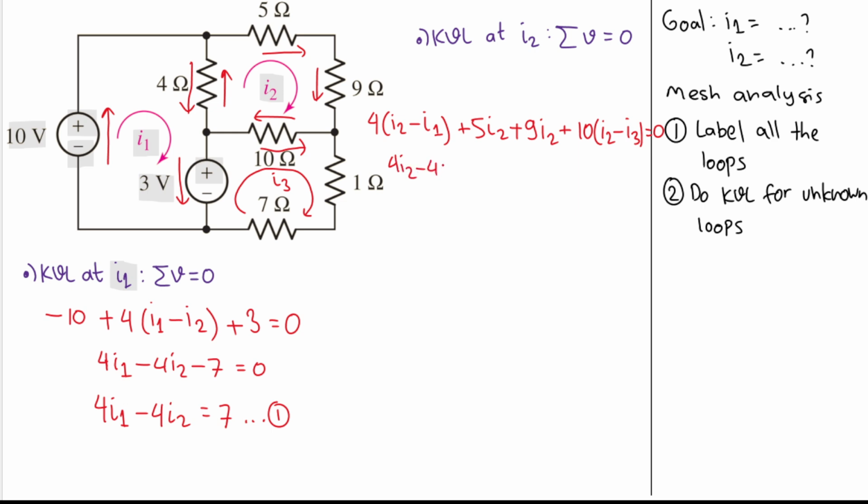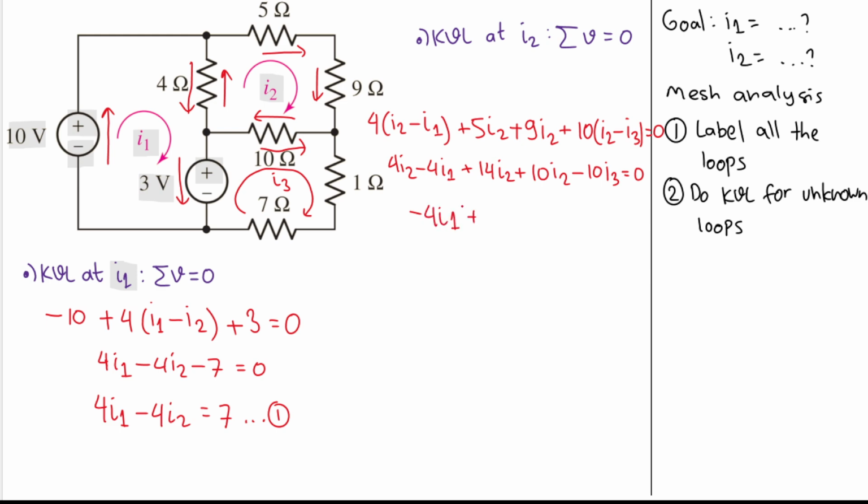minus 4I1. And then I will have plus this one, 5 plus 9, that will be 14, right? 14I2. And then we will have plus 10I2 minus 10I3. All of that will equal to 0. And then I think I will have minus 4I1, right? I1 only comes from that.